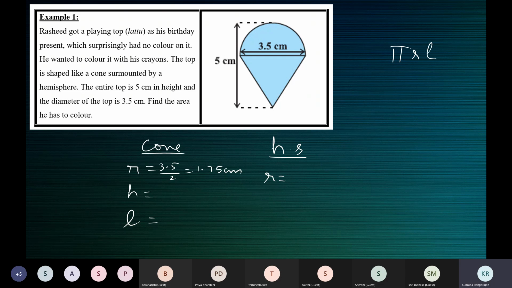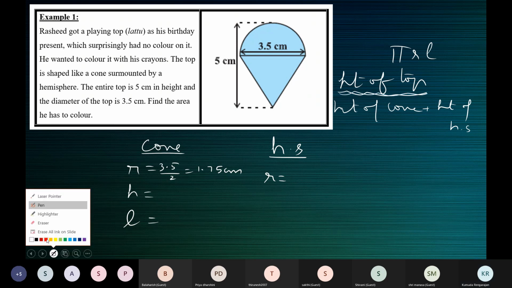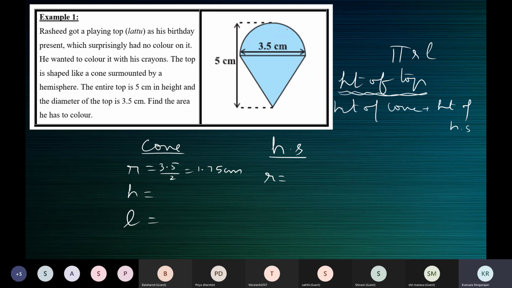Okay, class, listen carefully. The cone and the hemisphere put together is the top. When we say height of the top, it is the height of the cone plus the height of the hemisphere. The height of the top is a full thing. The height of the hemisphere plus the height of the cone is the height of the top.